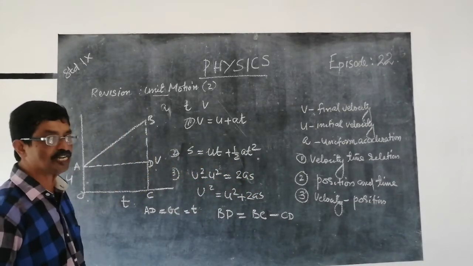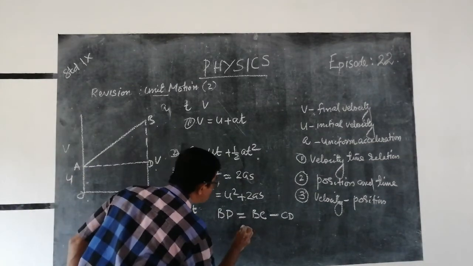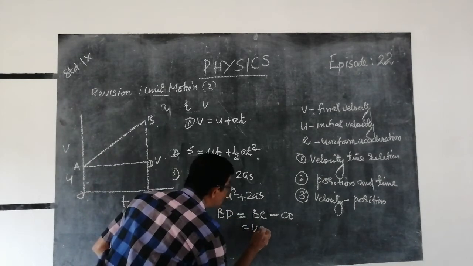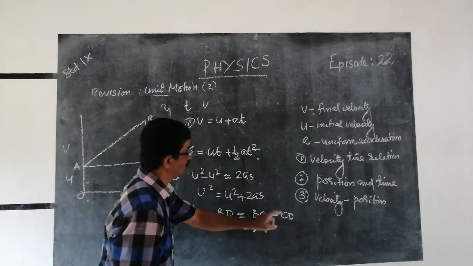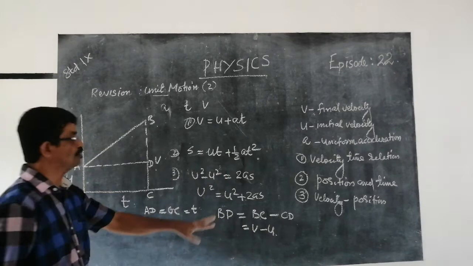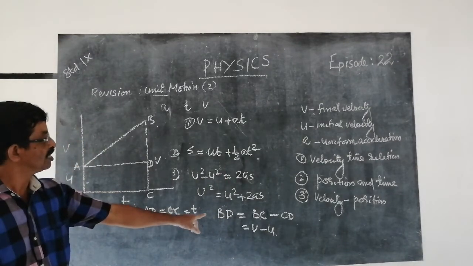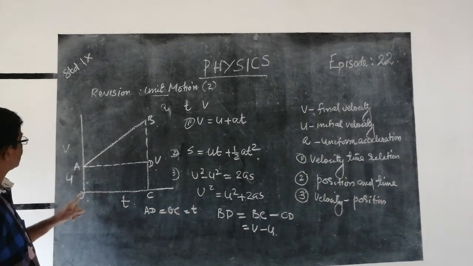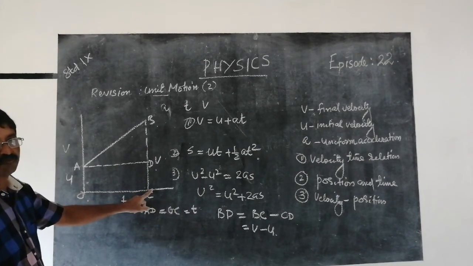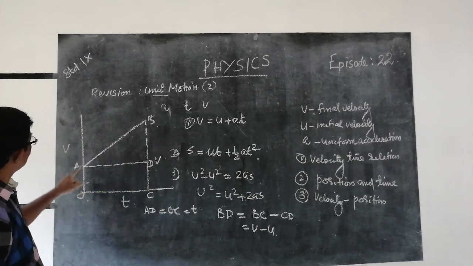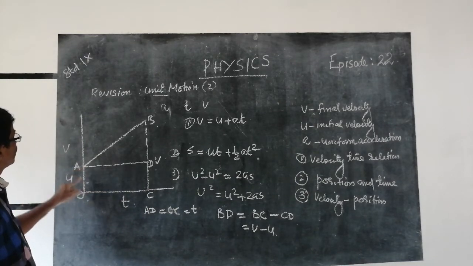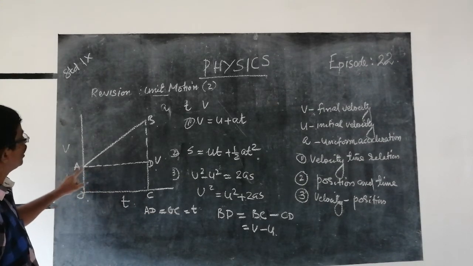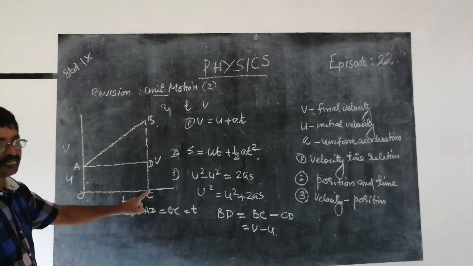Now BD from this relation: BD is equal to BC, the final velocity v, minus CD, the initial velocity u. So BD is equal to v minus u. Also, we know the time interval, that is OC, and OA is the initial velocity, and AD is equal to OC.